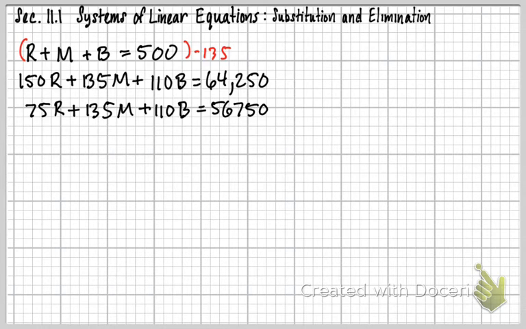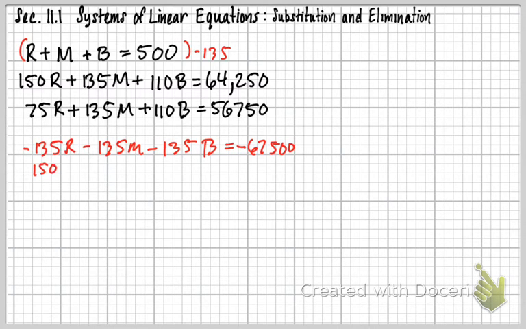So again, I'm going to just write this out. That'll be a negative 135R minus 135M minus 135B, and that's going to equal negative 67,500.